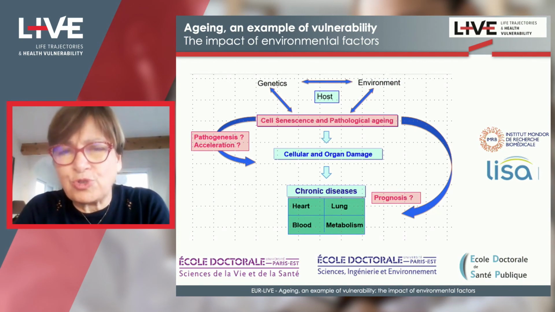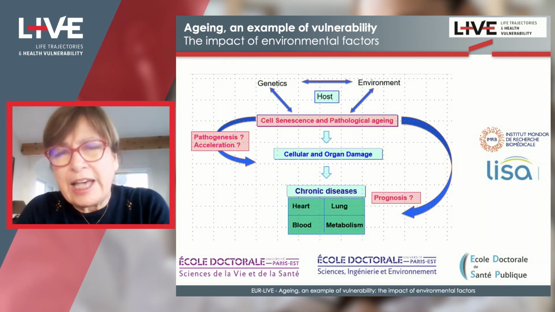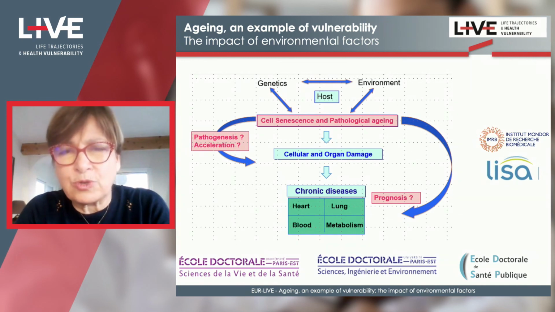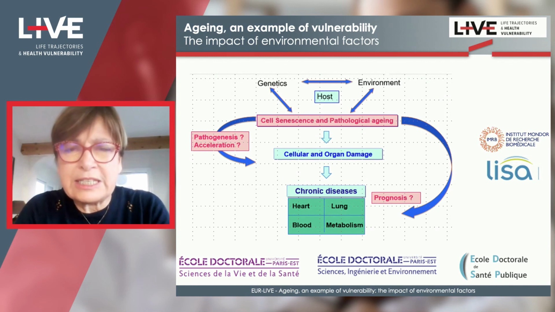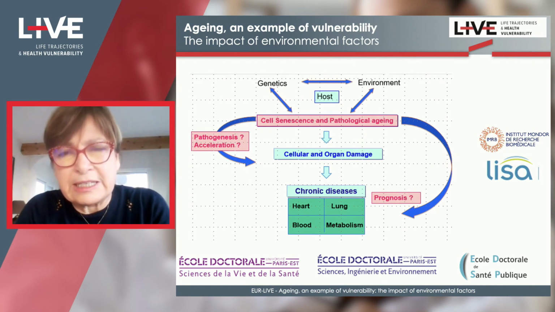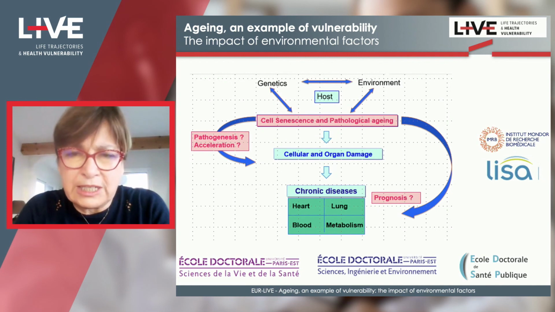Many thanks, Robert, and many thanks, Isabelle. We have now reached the end of our program, and just to summarize for the students who would be interested in joining this program on aging and vulnerability together with the impact of environmental factors. You have here a graph, a cartoon summarizing how we envision the link between cell senescence and pathological aging under the influences of genetics, but also environmental factors, including not only pollution, but also nutritional factors. And we have a program which is interested in deciphering the link between cell senescence and organ damage, and how it impairs and induces chronic diseases and how it impairs the prognosis of these chronic diseases.